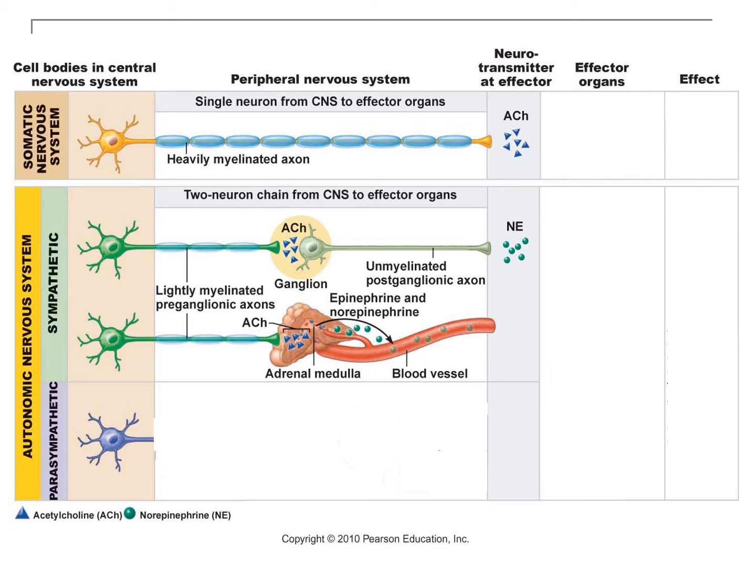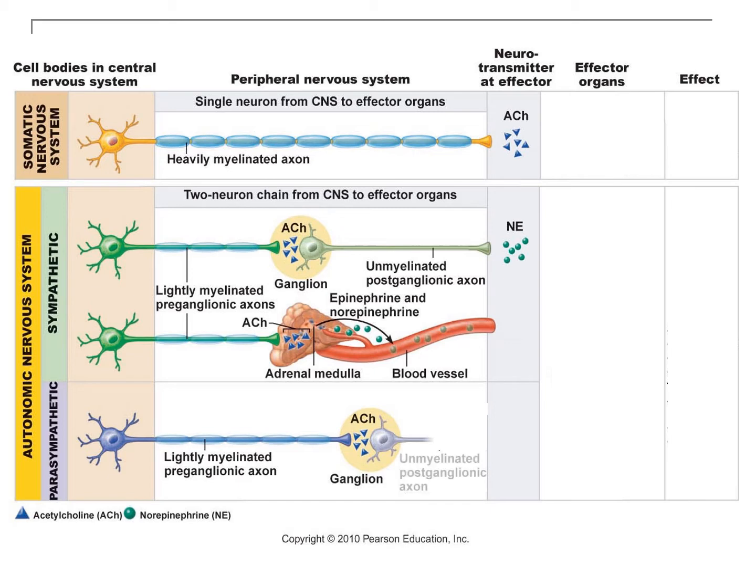Now, taking a look at the parasympathetic nervous system, you're also going to have a two neuron chain. So you'll have a preganglionic axon, which will release acetylcholine onto the postganglionic neuron at the synapse. Your postganglionic neuron will then release acetylcholine to its effector organs.